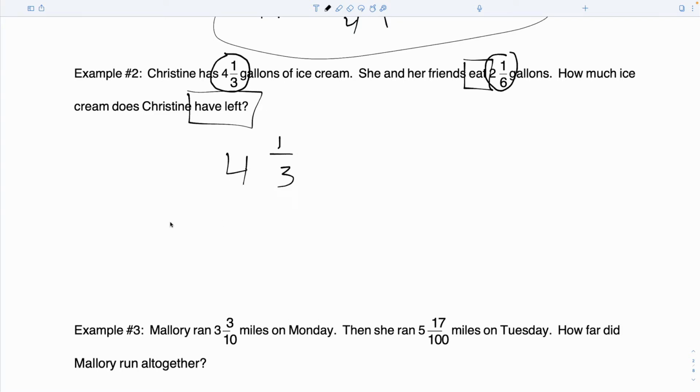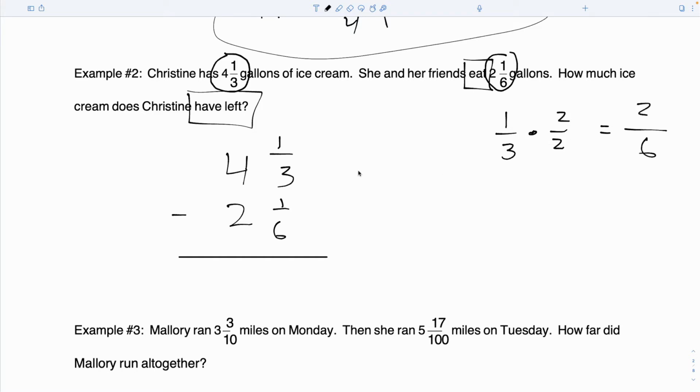4 1/3 minus 2 1/6. We're eating, have left. We are subtracting. So I have 1/3 minus 1/6. I cannot do that. Help me get the common denominator for this problem, Tessa. 1/3 and 1/6. What is my common denominator? 6. So 3 times what is 6? Tessa, keep going. Multiply top and bottom by 2.